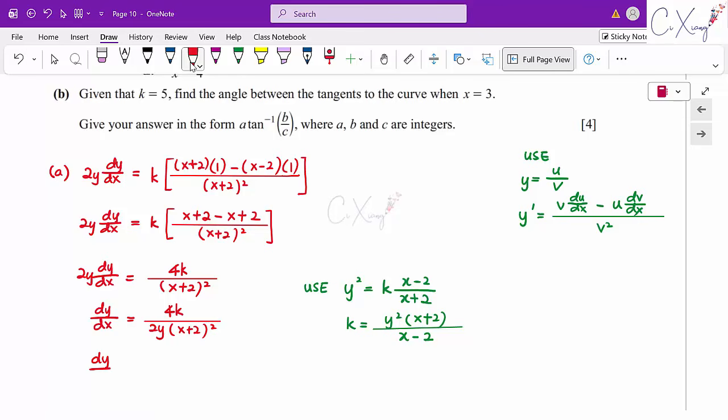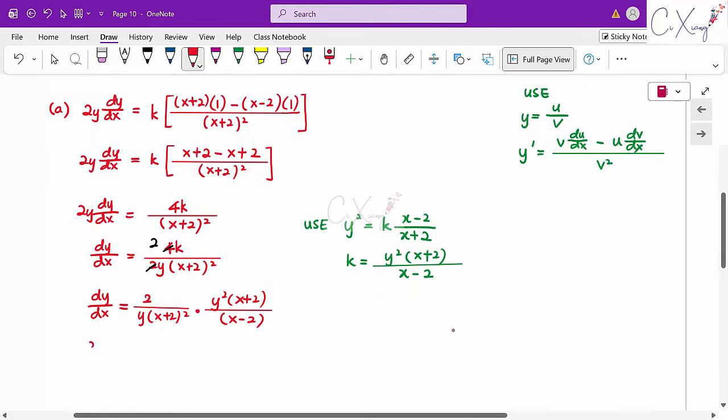Okay, so I will substitute it now. Maybe the 4 and 2, I try to simplify first. Then I'm having a 2, so I'm having 2y, then (x plus 2) squared, multiplied with the k. For the k, I substitute with this expression: y squared, (x plus 2) divided by (x minus 2). Okay, so let's see how we can simplify further.